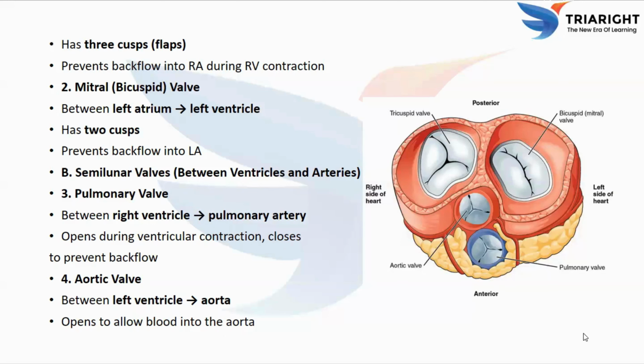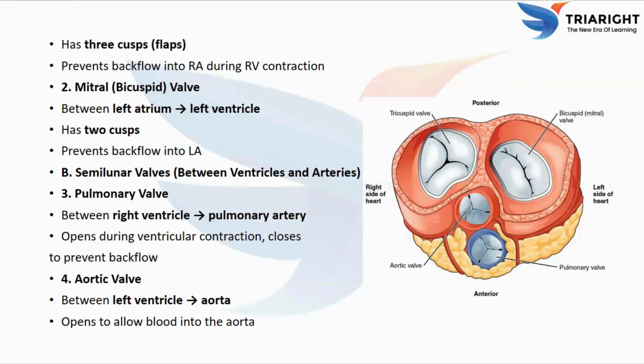So in the image, you can clearly see the tricuspid valve. It has three flaps or three cusps. The mitral valve has two flaps. The pulmonary valve is semilunar, and also the aortic valve is a semilunar valve. This picture helps you to see the shape and positions of the valves inside the heart.